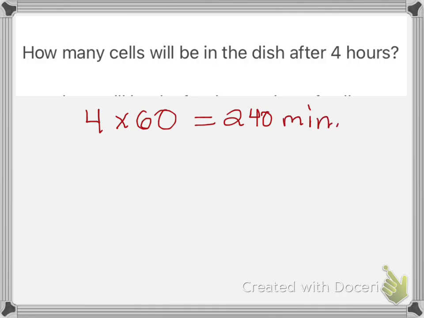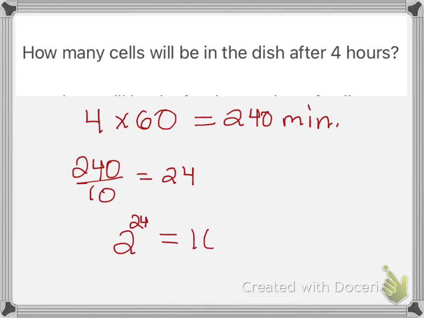Since the cells are dividing after every 10 minutes, I'm going to do 240 divided by 10. And that will give me 24. And that's the number I'm going to raise to the power of 2. So 2 to the power of 24 gives me this big number, 16,777,216 cells.